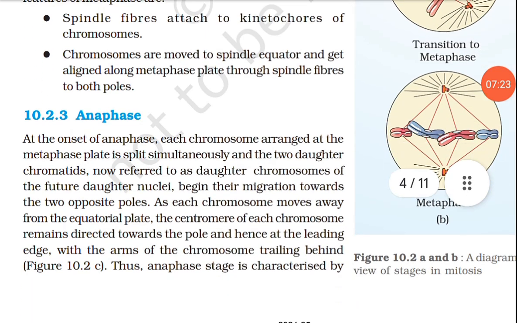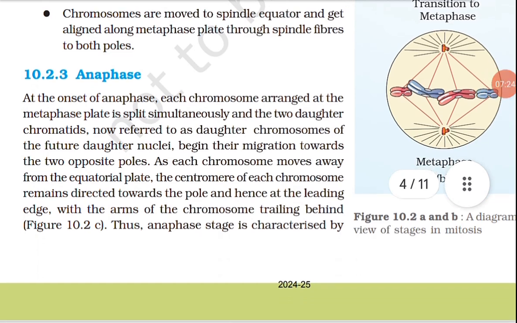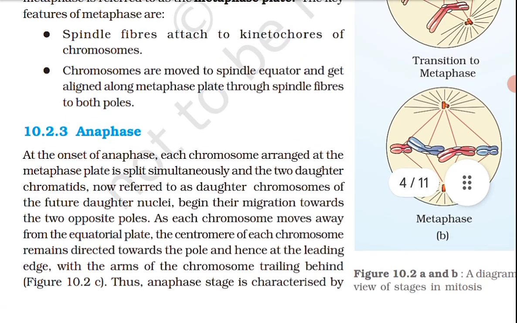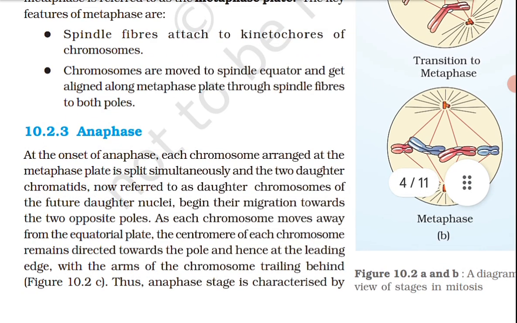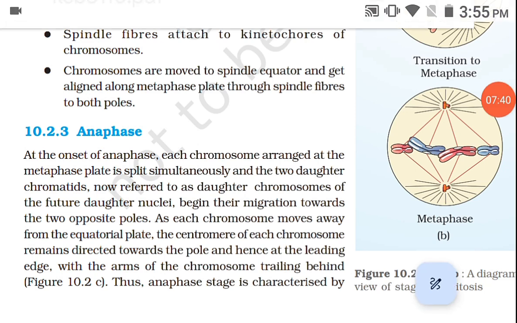Next is cytokinesis. Mitosis accomplishes not only the segregation of duplicated chromosomes into daughter nuclei, karyokinesis, but the cell itself is divided into two daughter cells by the separation of cytoplasm called cytokinesis, at the end of which cell division gets completed.